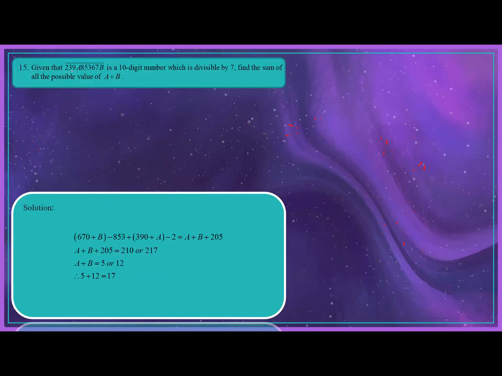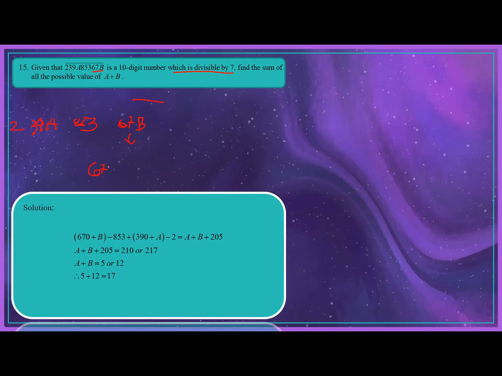So 15, given that this number is a 10-digit number, which is divisible by 7, find the sum of all possible values of a plus b. Okay, so if we have a number divisible by 7, the first thing you do is group the digits by 3, from the units digit. So you have 67b, then 853, then 39a, and 2.